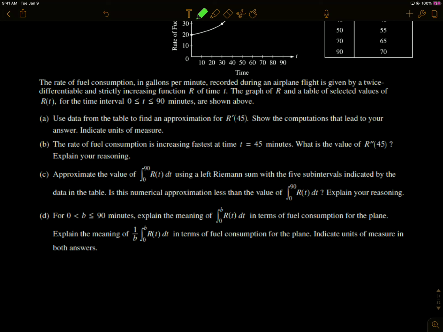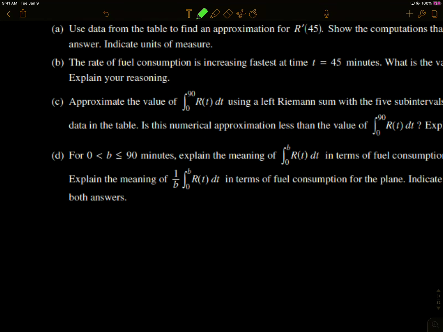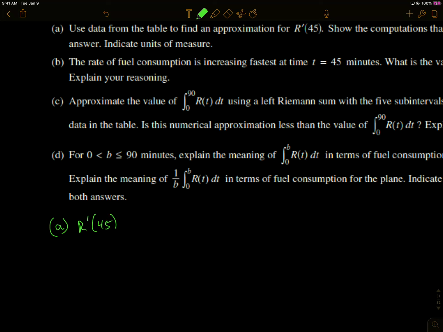All right, so use the data from the table to find an approximation for r prime of 45. Show the computations that led to your answer. Indicate units of measure. Okay. So we're going to estimate r prime of 45. So that's going to be approximately the average rate of change between 40 and 50, right? So we're going to go r of 40 minus r of 50 all over 40 minus 50. And that's going to equal 40 minus 55 over negative 10. So it's going to be 1.5.